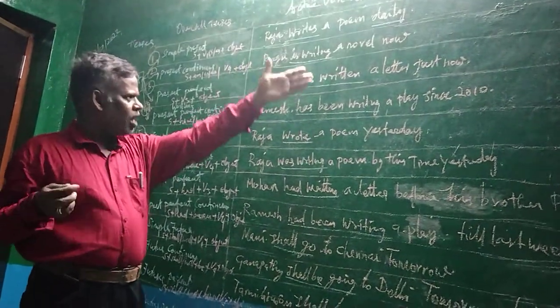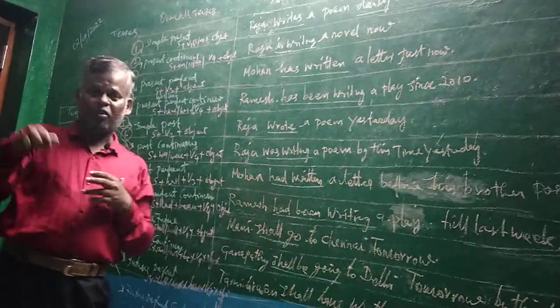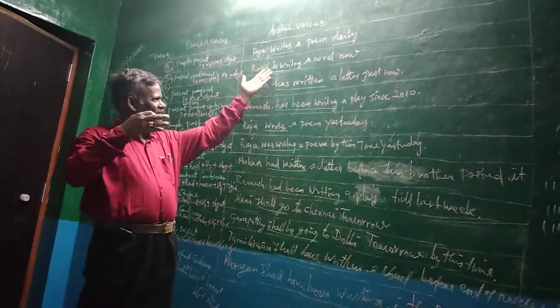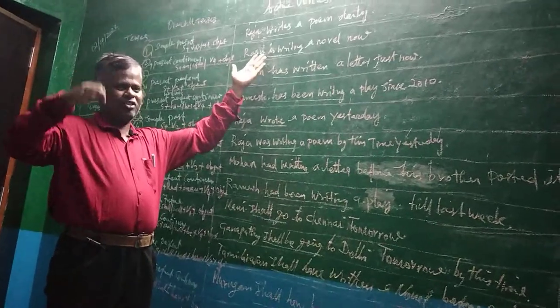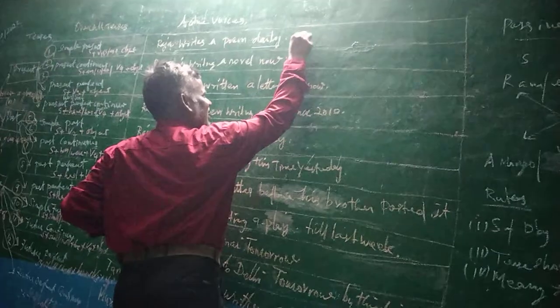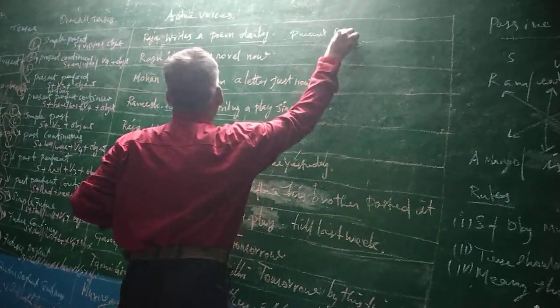And Raju is writing a novel now. Right now he is writing a novel. That is a present progressive action. The permanent and the temporary. This is called permanent, P-E-R-M-A-N-E-N-T. Permanent action.